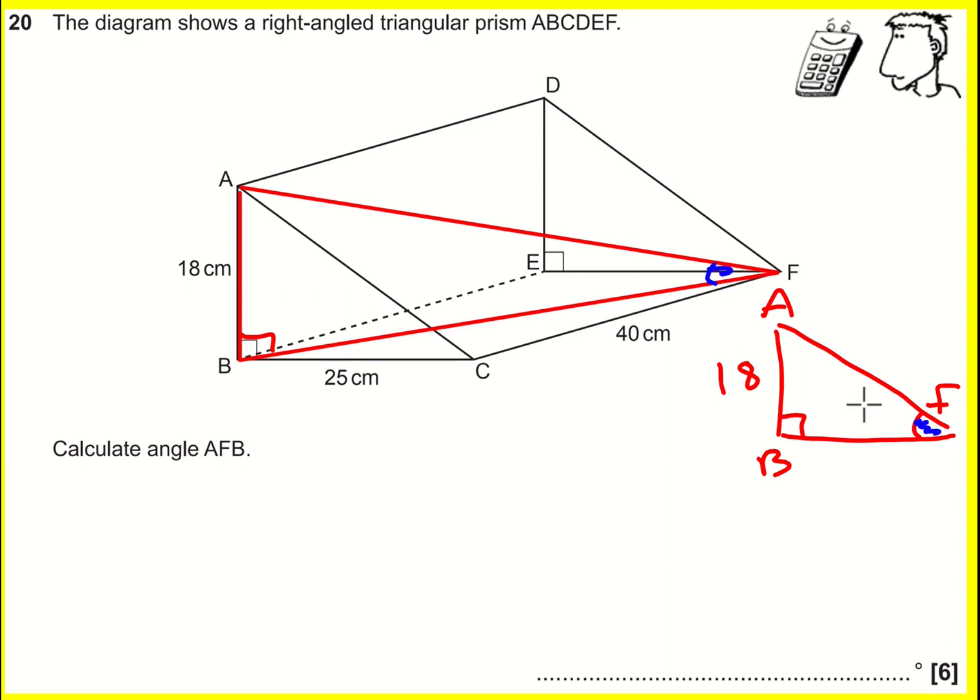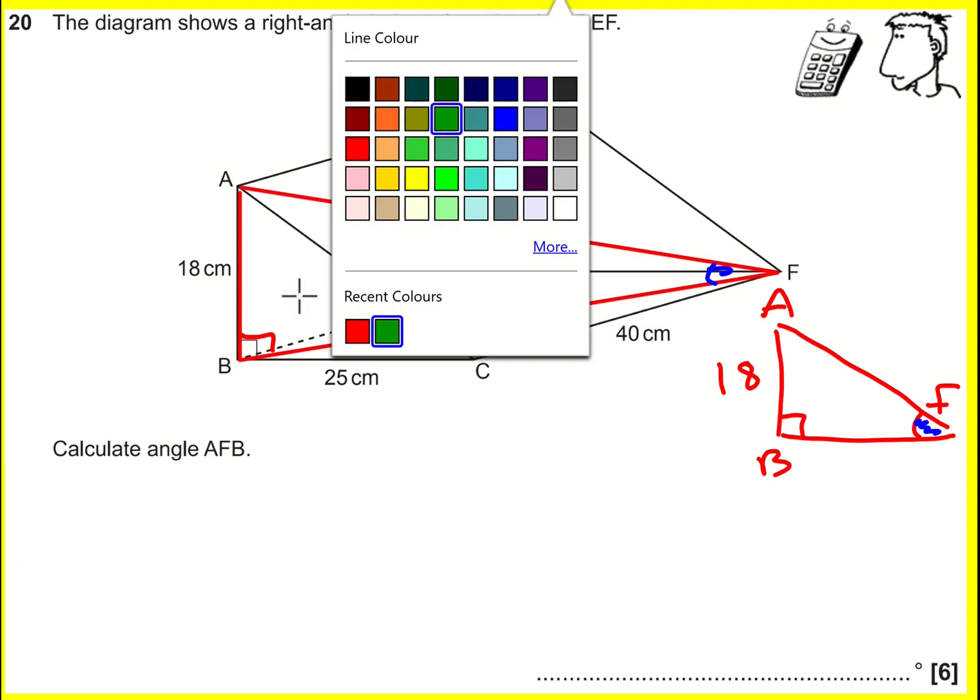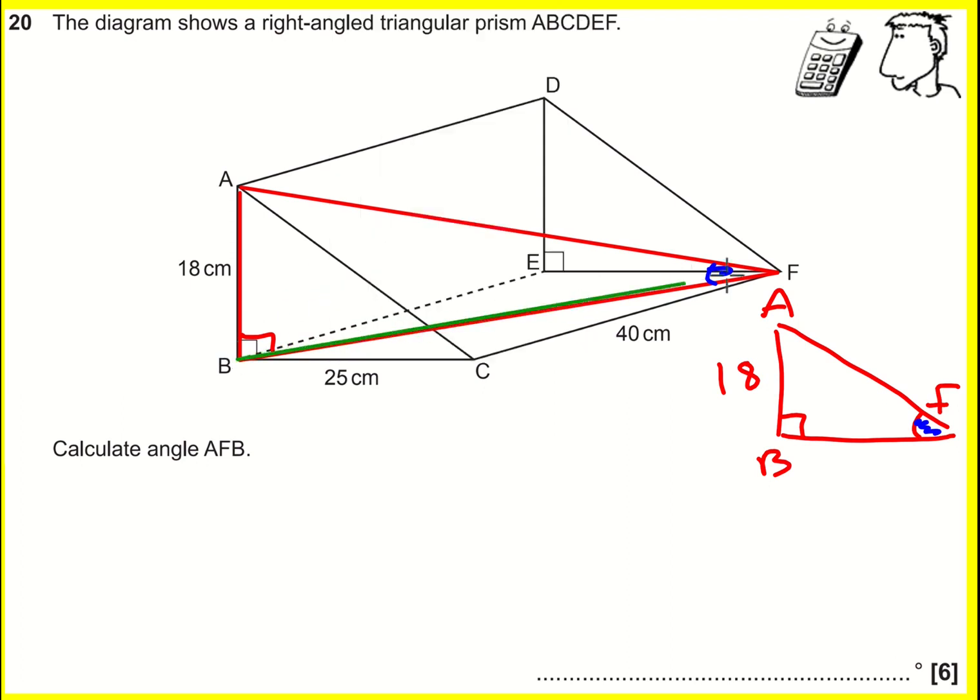So how can I do this? I've only got one side at the moment, but aha, I have another right angle triangle hidden away. This is a 3D trigonometry question and Pythagoras is involved. So here, this green triangle, and this green link here is shared, it's this one here. So I can draw my green triangle.